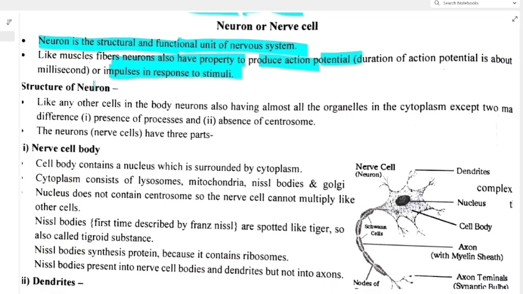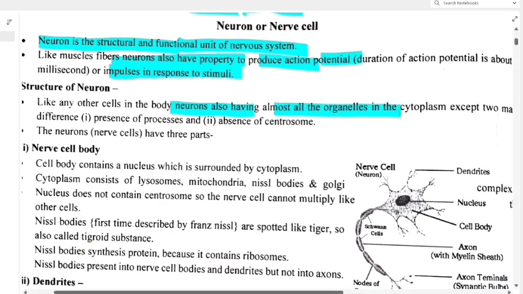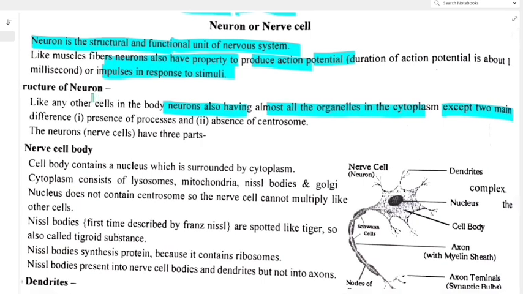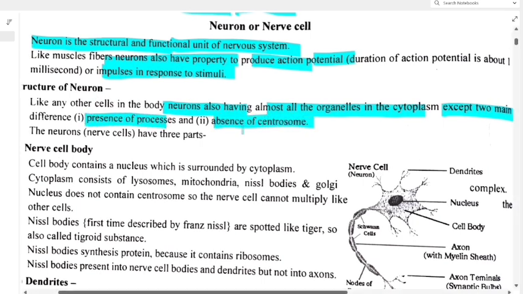Now the structure of a neuron. Like any other cells in the body, neurons have almost all the organelles in the cytoplasm except for two main differences. What are they? The presence of processes and the absence of a centrosome. The neuron, or nerve cell, has three parts. Now let's see them one by one.